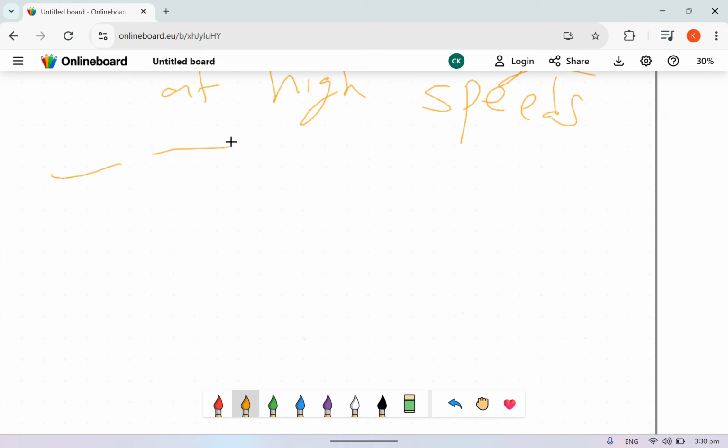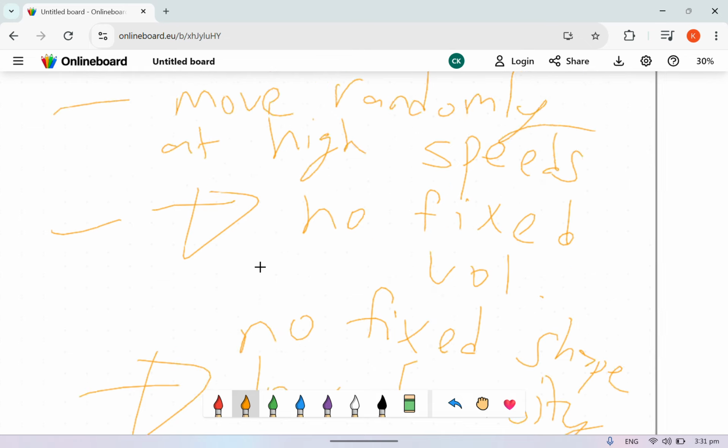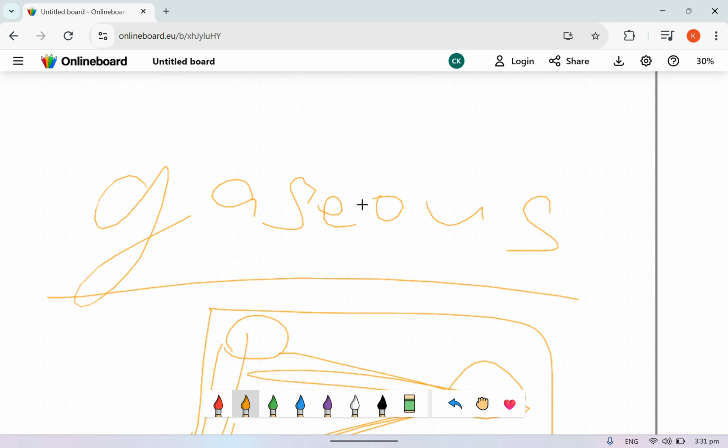That's why they have no fixed volume, no fixed shape, and of course super low density because they're so loose, so far apart, just completely not regarding anything. They just occupy whatever space there is. That's why they're such low density.